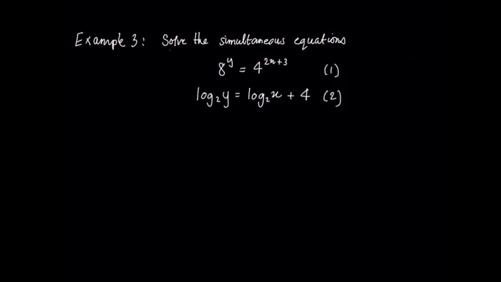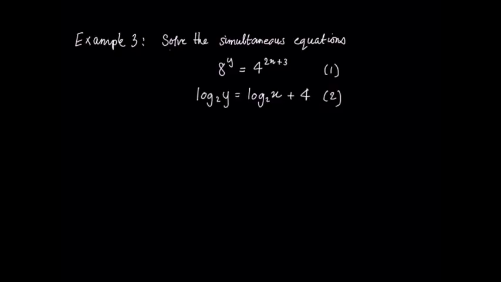In the last example then, we won't actually use the change of base rule, but we'll bring together a few different ideas to solve two logarithmic equations simultaneously. So our first equation is 8 to the power of y is equal to 4 to the power of 2x plus 3. And the second equation, log to the base 2 of y is equal to log to the base 2 of x plus 4.